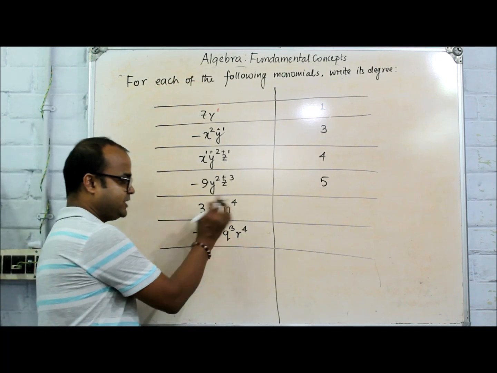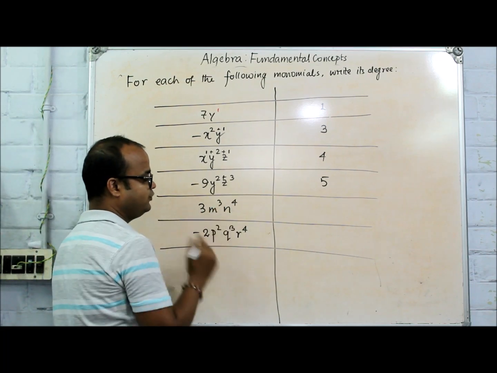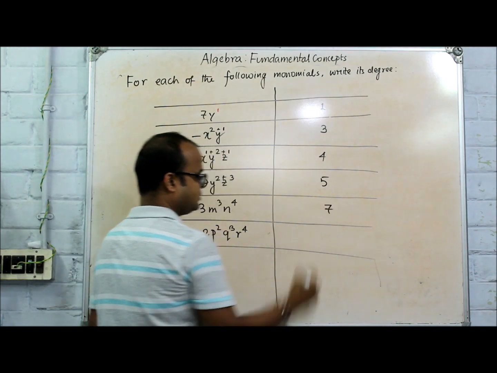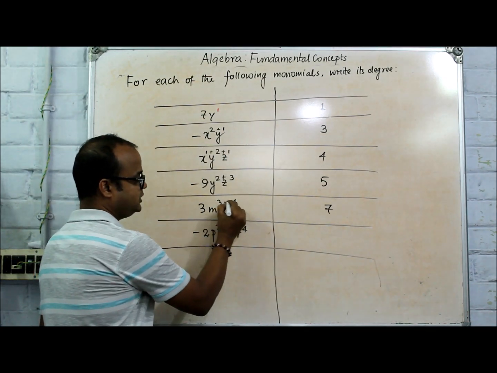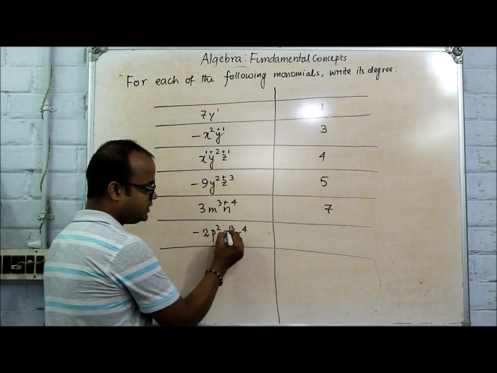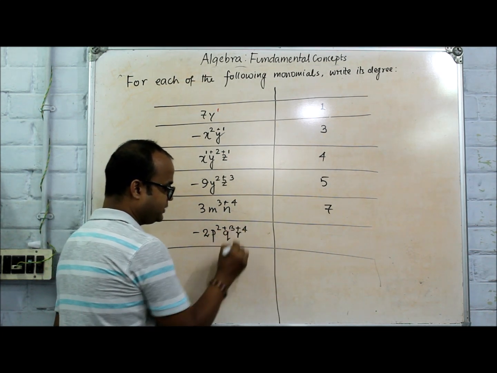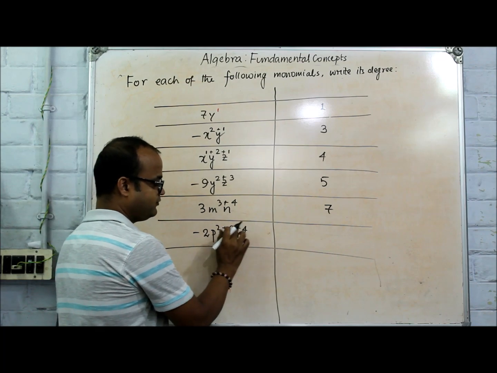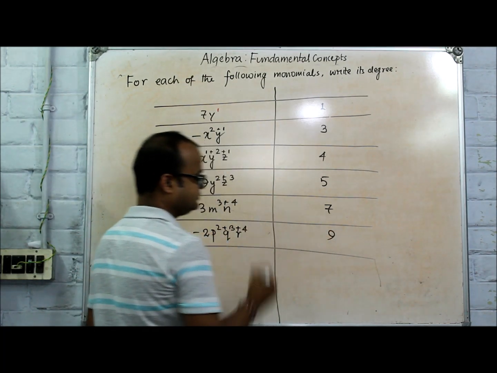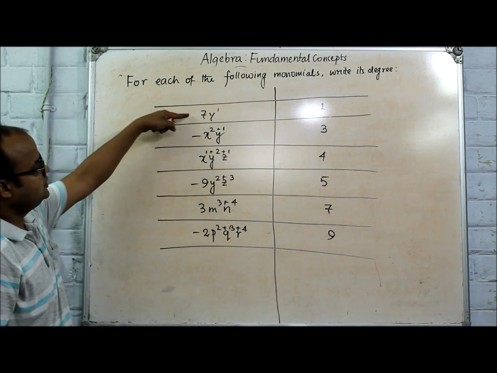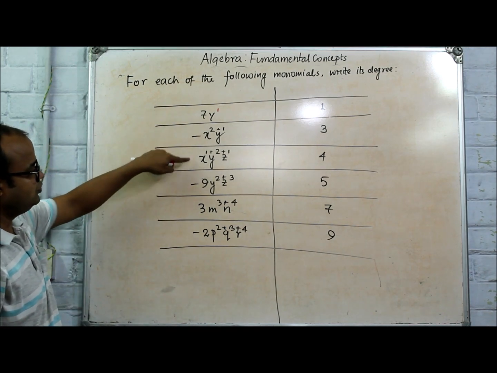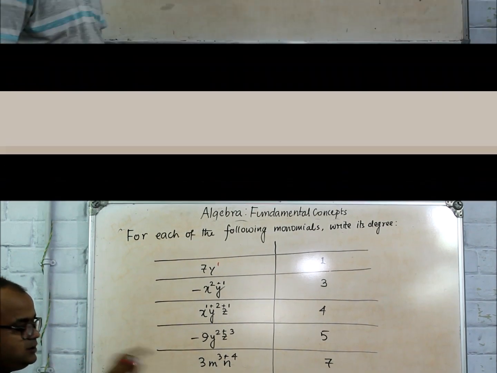If you try, match your answer. 3 plus 4 is 7. Then p square q cube r to the power 4: 2 plus 3 plus 4, 2 plus 3 is 5, 5 plus 4 is 9. So the degrees are 1, 3, 4, 5, 7, and for the next sum, 9.